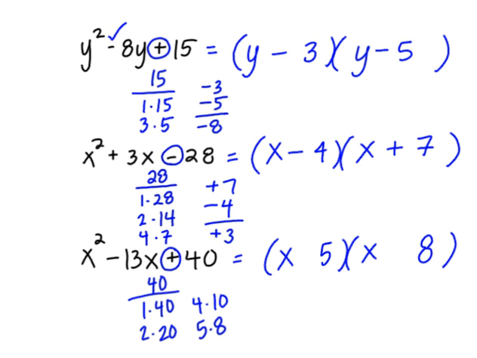Now I'm actually looking for a negative 13. Remember, if it ends with a positive, positive means same signs, so they're either both positive or both negative. And since there's a negative 13 right here, it's going to be a negative 5 and a negative 8. Checking it out, I know a negative 5 and a negative 8 would give me a negative 13, so that was a good fit.